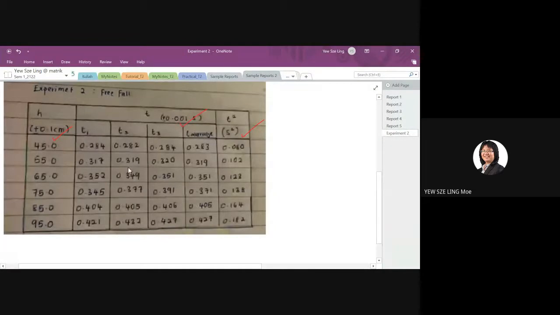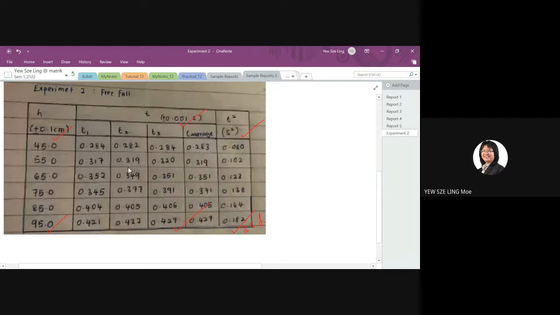And then the next thing that we check is the values that we record. So H, everything should be in 1 decimal place. T1, T2, T3, and average, all of them must be 3 decimal places. So correct. And then the next thing, T square, also 3 decimal places. Now to be more precise, it should be 3 significant figures. Calculated value, usually we keep 3 significant figures.